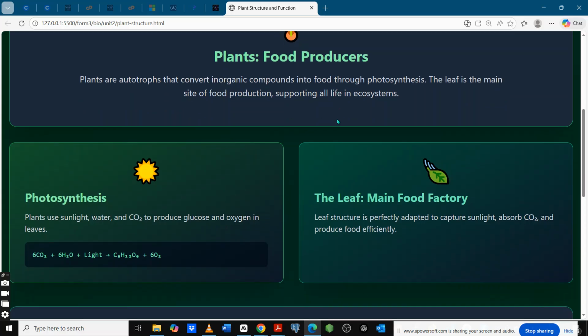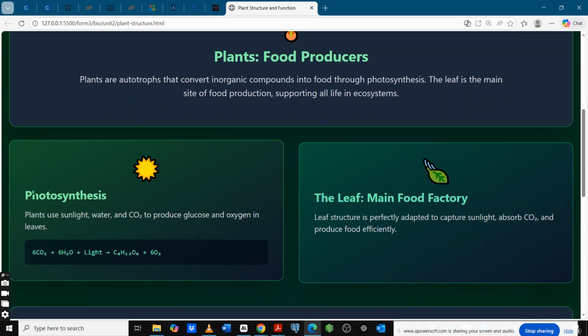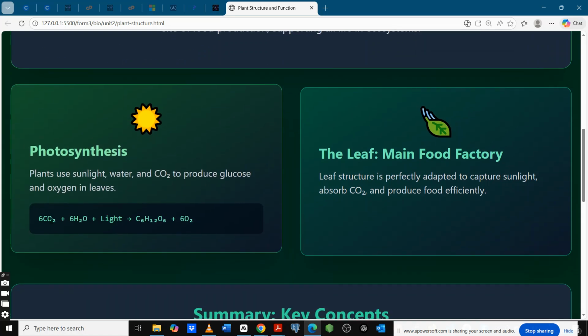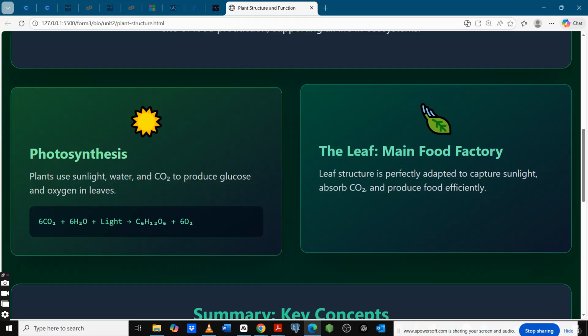When we see photosynthesis here, we say plants use sunlight, water, and carbon dioxide to produce glucose and oxygen in the leaves. This means carbon dioxide, water, sunlight, chlorophyll. These are conditions for photosynthesis to take place. In this equation, there's carbon dioxide, water plus light and chlorophyll, which gives us glucose and oxygen. So the leaf is the main part that produces food.